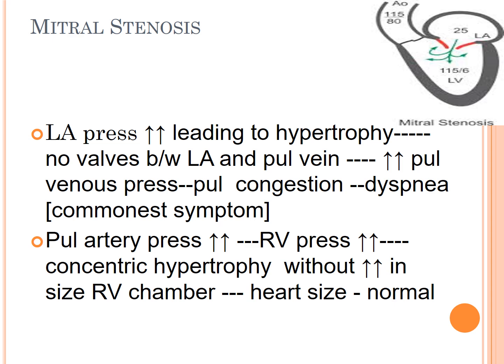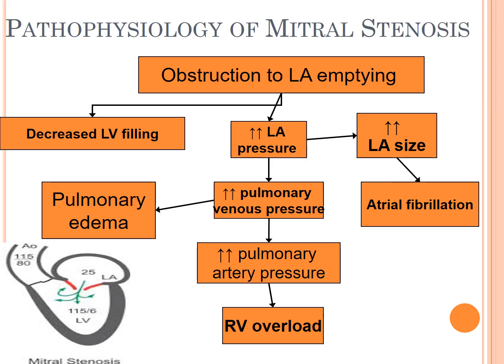After this, the pulmonary artery pressure also increases. That means pressure on the right ventricle is going to increase, leading to concentric hypertrophy of the right ventricle without increase in the size of the right ventricular chamber. So ultimately, though the pressure is increased, heart size remains normal in mitral stenosis.